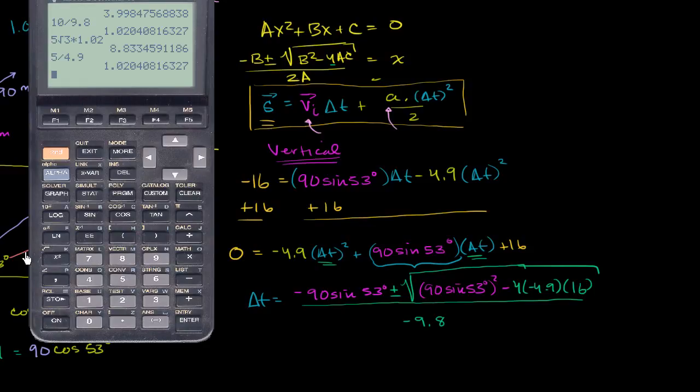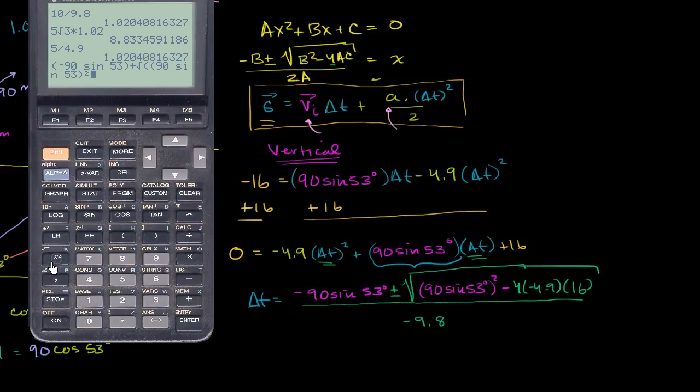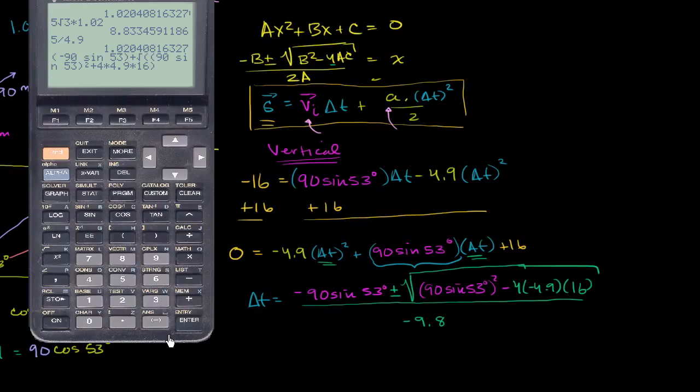So I want to do this carefully. We have negative 90 sine of 53 degrees plus, I'm doing the plus version here because that'll give us the positive value, plus the square root of, and I'll do this in parentheses, 90 sine of 53 degrees squared. That's that part right there. These two negatives cancel out. So I could say this is plus 4 times positive 4.9. So plus 4 times 4.9 times 16. And then that closes off our entire radical. And so this will give me the numerator up here.